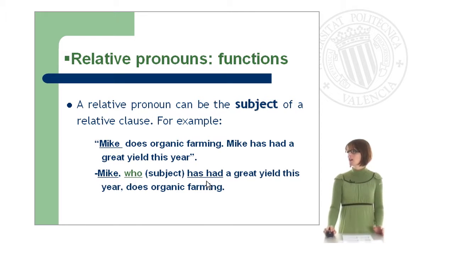Mike, who has had a great yield this year, does organic farming. Here we have a non-defining relative clause, who has had a great yield this year. The subject of has had is the relative pronoun who. So, in this case, the relative pronoun is working as the subject of a verb.